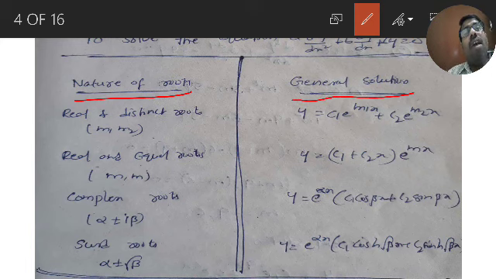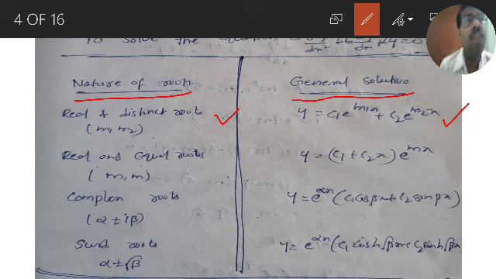So the first one, real and distinct roots, m1 and m2, real and different. The two roots are real numbers, but they are different real numbers. Then what is the general solution? General solution is y is equal to c1 into e power of m1x plus c2 into e power of m2x. m1, m2 are roots of the auxiliary equation.